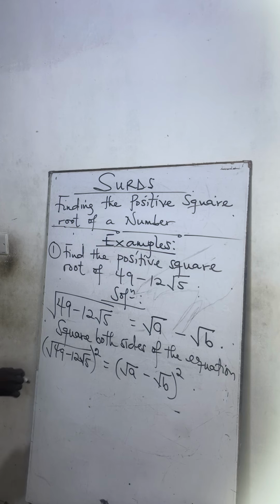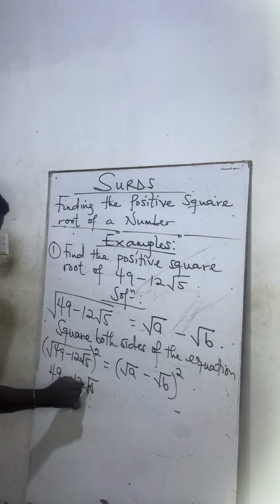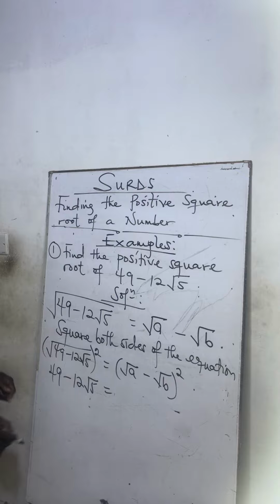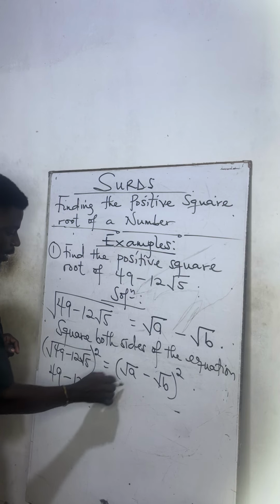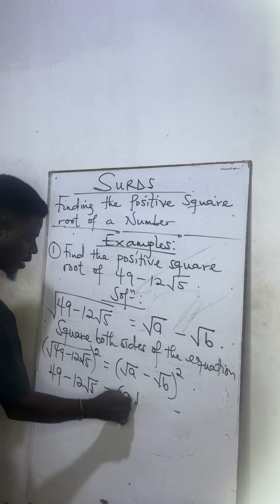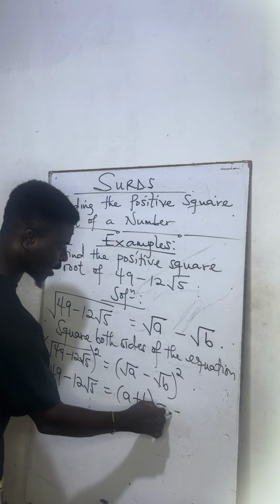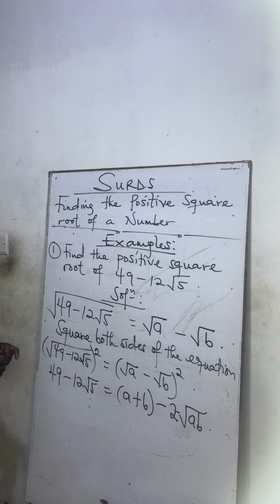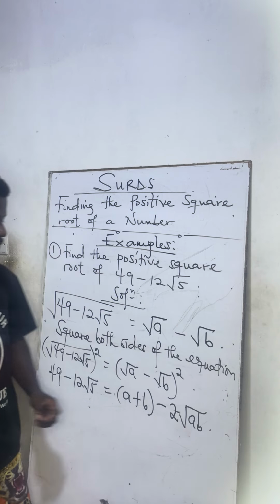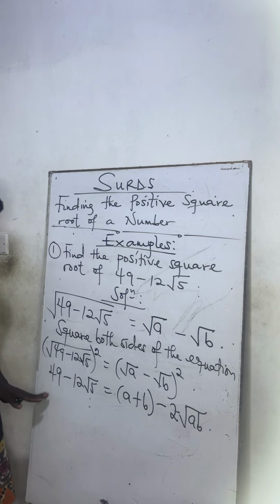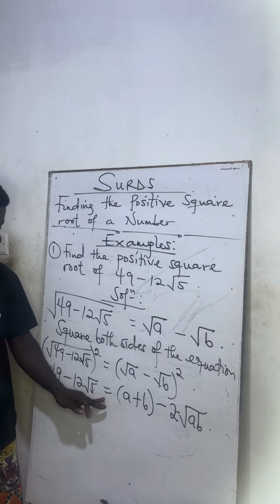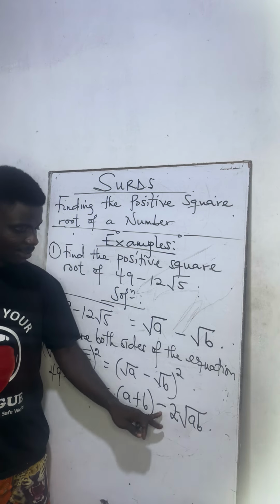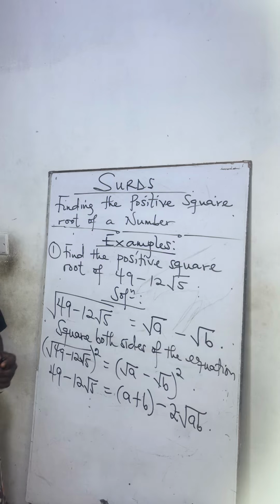Now the square takes away the square root. So we have 49 minus 12 square root of 5 equals, now when we expand this, or in our previous video, we say when you expand you get a plus b minus 2 times square root of ab. So that's the expansion for this. So this is what we have: 49 minus 12 square root of 5 is equal to a plus b minus 2 square root of ab.